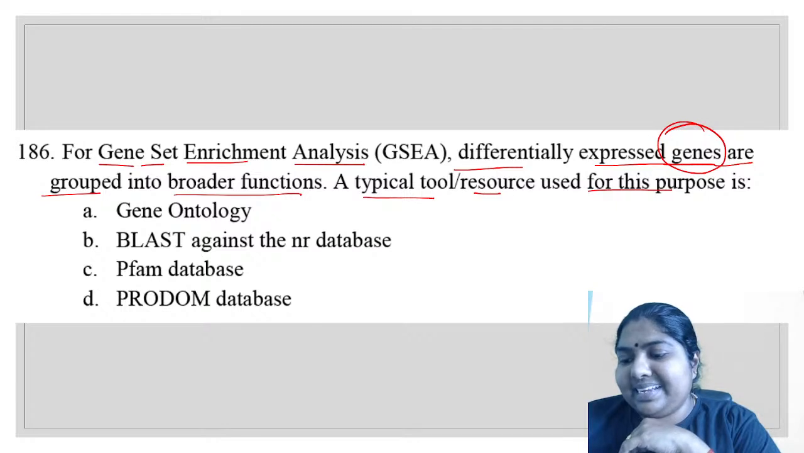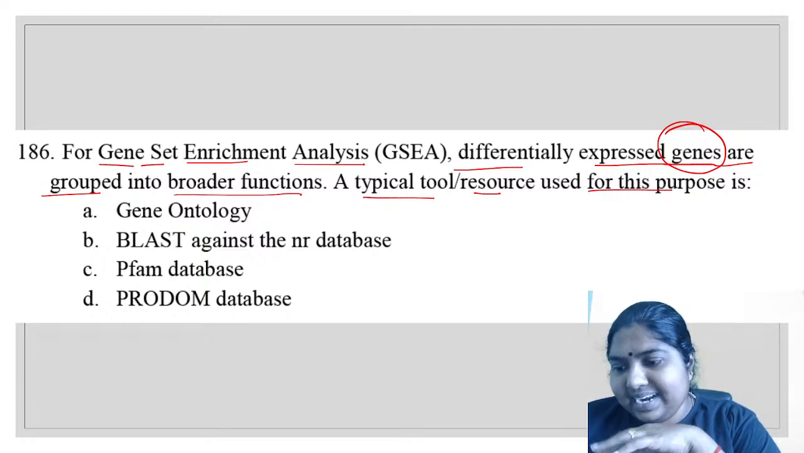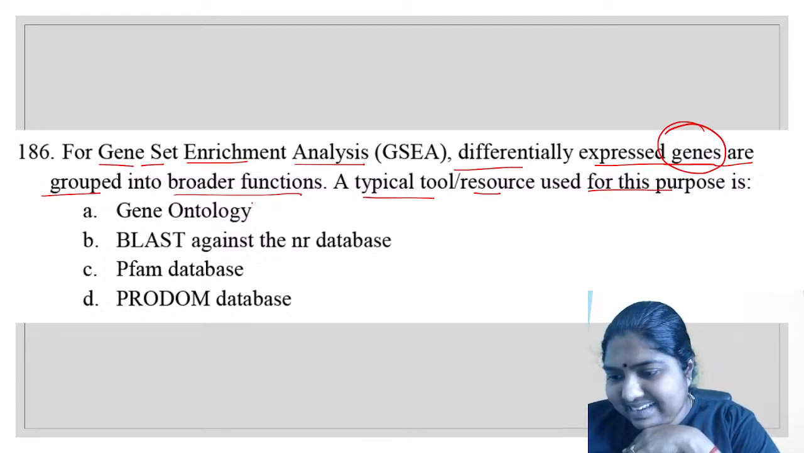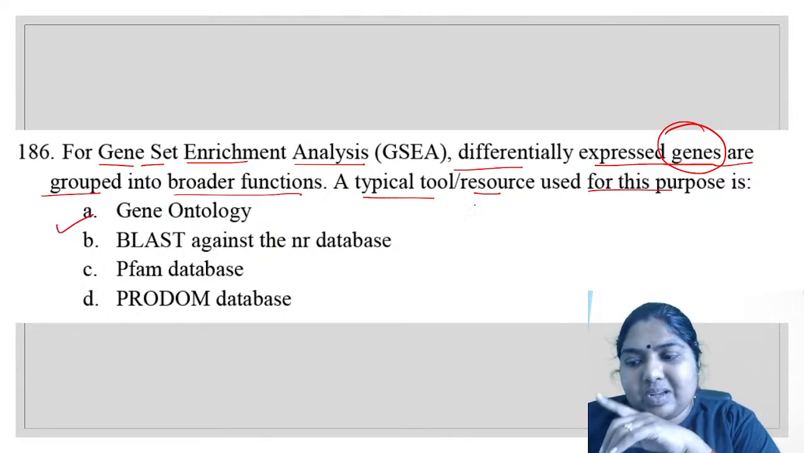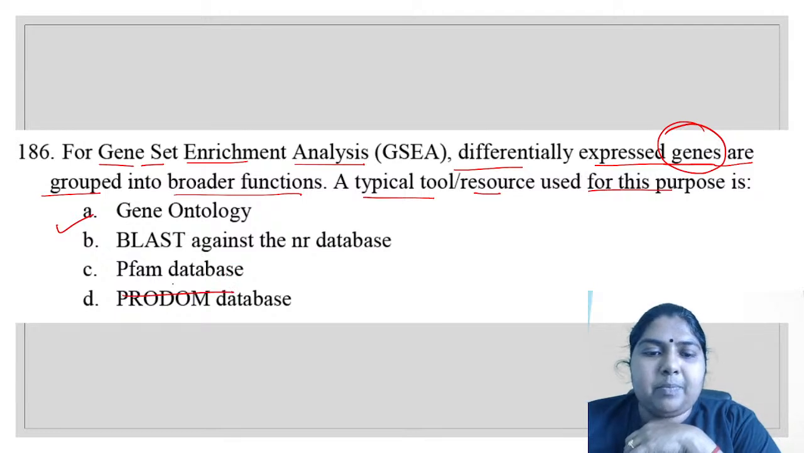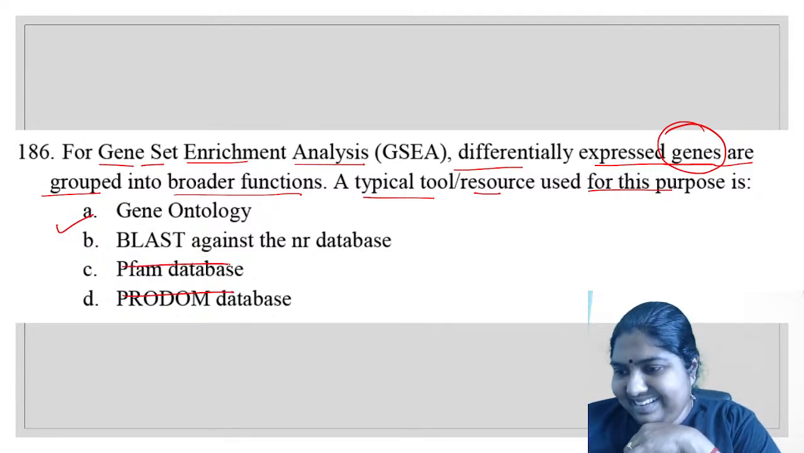Which one will you eliminate? Very good. The correct answer is going to be A. Yes, Kunal, Siranjeev, Vinash, correct. The correct answer is A. Since it is a gene, you will eliminate PRODOM and PFORM, or protein, isn't it?